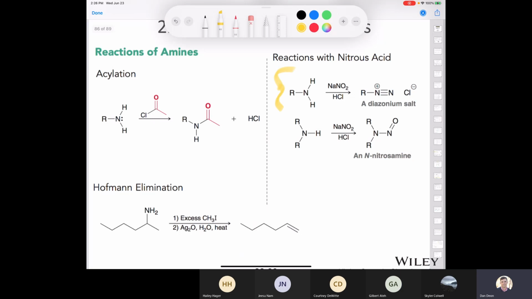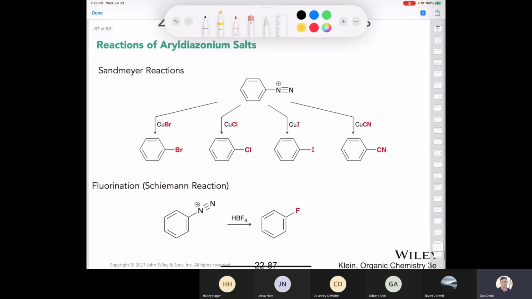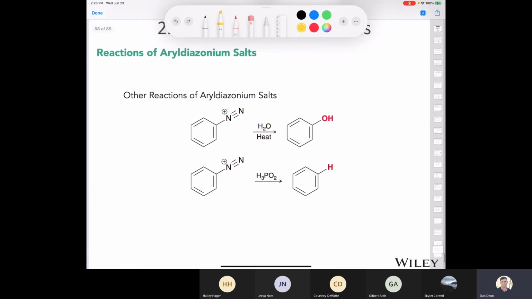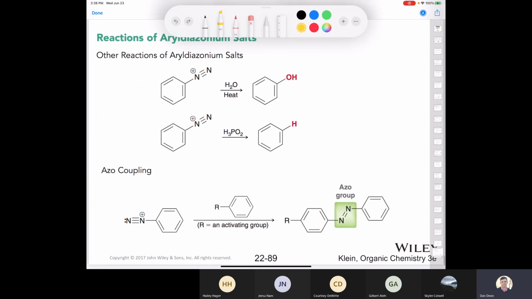However, we talked about making diazonium salts or diazonium ions, which are very useful when we want to do Sandmeyer reactions. And these four reactions, where we have the copper(I) salts of bromide, chloride, iodide, and cyanide, these are the Sandmeyer reactions. The other one is not a Sandmeyer reaction. It's just a reaction of a diazonium salt. So we talked about using fluoroboric acid to install a fluorine. Then we talked about a couple other reactions of aryl diazonium salts, treating it with water and heat to make a phenol, treating it with hypophosphorous acid to just install a proton. And then the last thing we talked about was azo coupling, right?